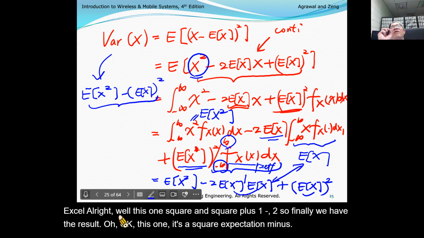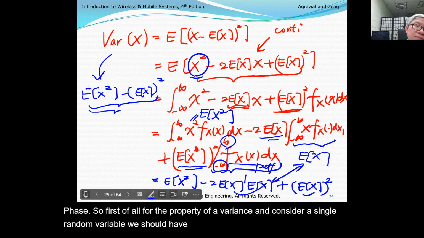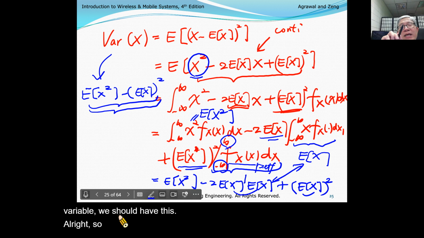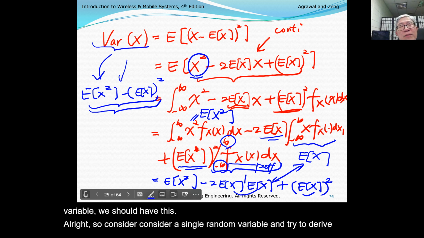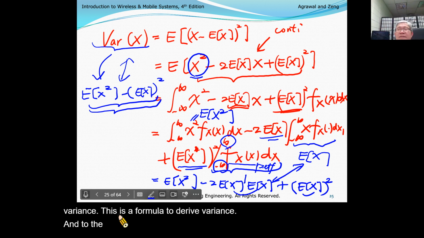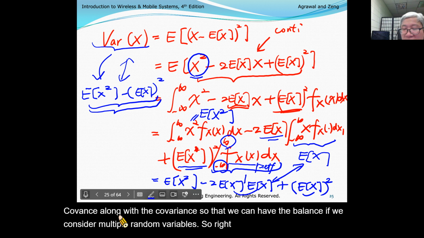So first of all, for the property of variance, consider a single random variable; we should have this. So consider a single random variable and try to derive variance. This is the formula to derive variance. And to derive variance, we need to have covariance, so that we can have the variance if we consider multiple random variables. So right now, let us consider this one.